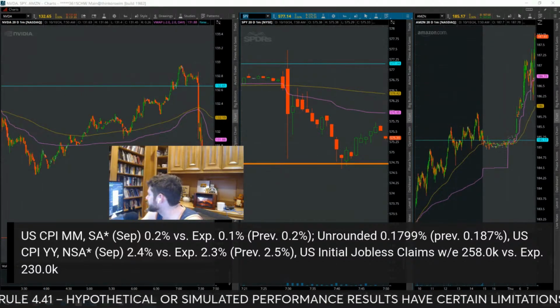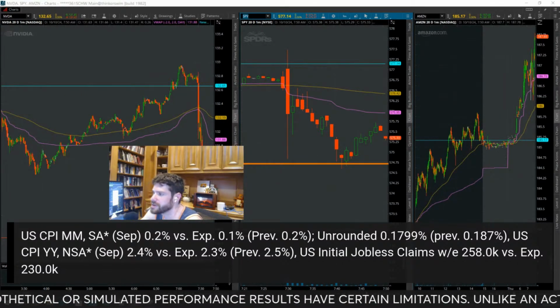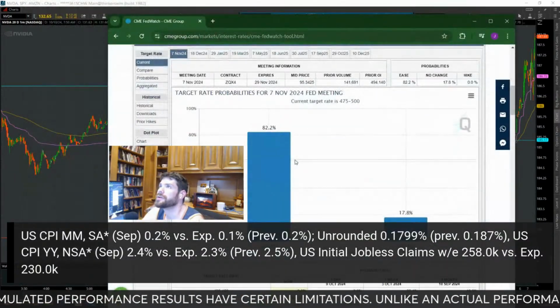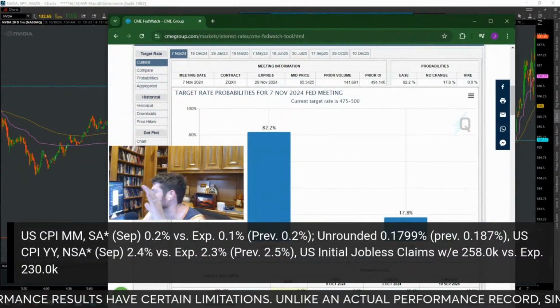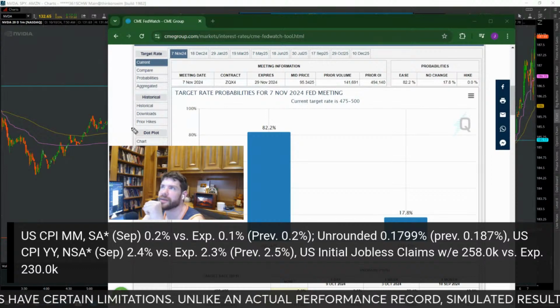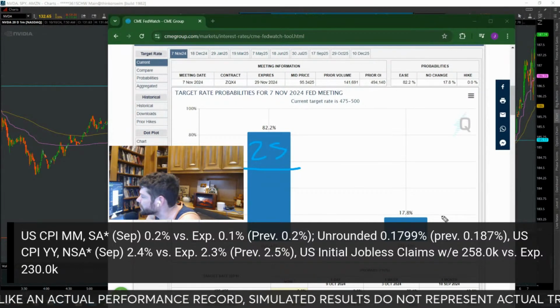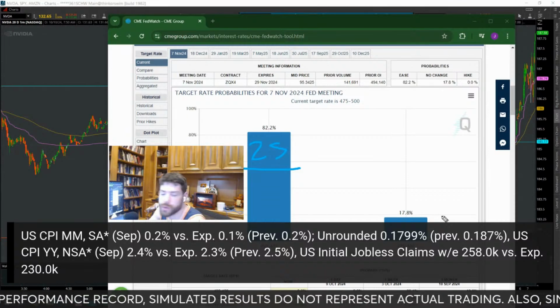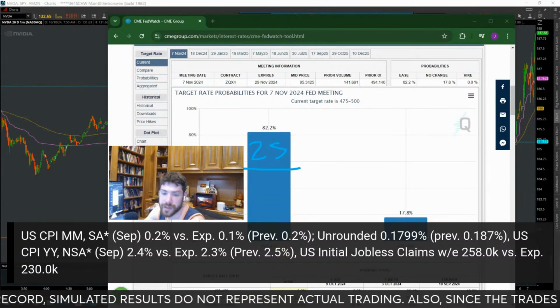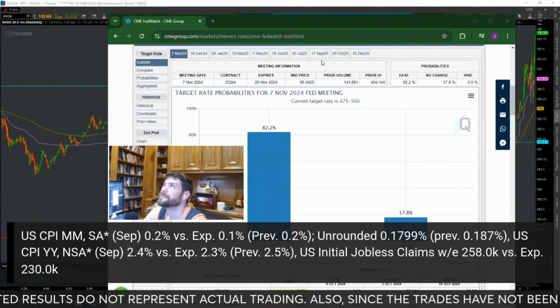Man, sorry. Let me find the CME watch tool page. What did I do with it? Yeah, so looking at this report, 82% chance of this. So the odds of a rate cut are even higher now. My guess is because the CPI report did show a little bit less than last month. Last month we showed 2.5. This time we showed up at 2.3.